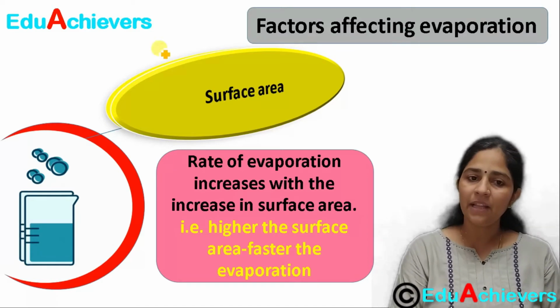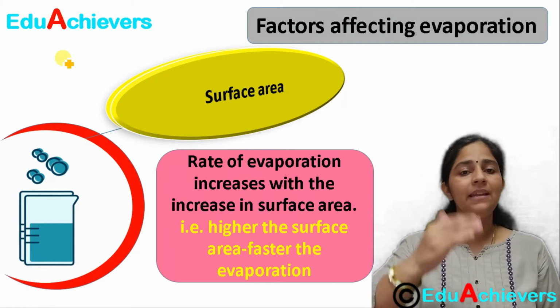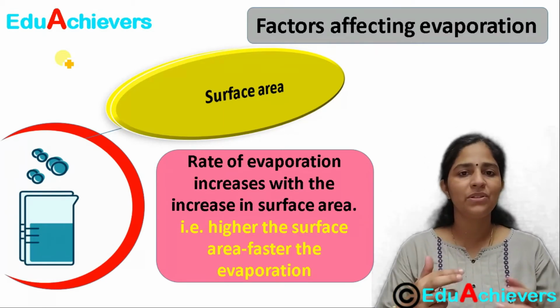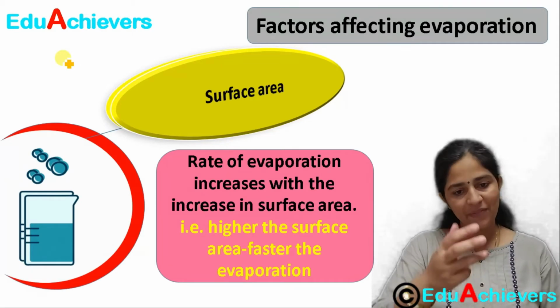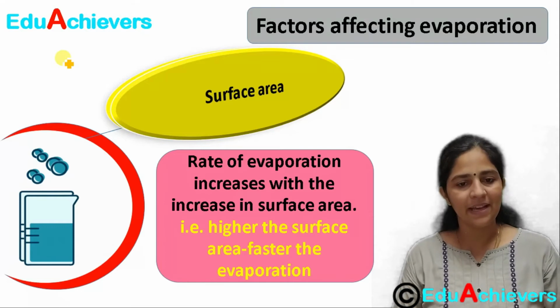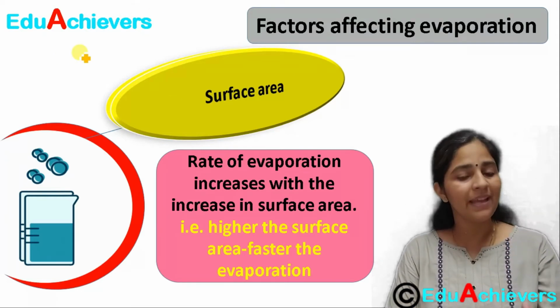Fine. So now, how is the surface area affecting it? The rate of evaporation increases as the area increases. So there is a direct relation between the surface area and the rate of evaporation. As the surface area increases, the rate of evaporation will also increase.